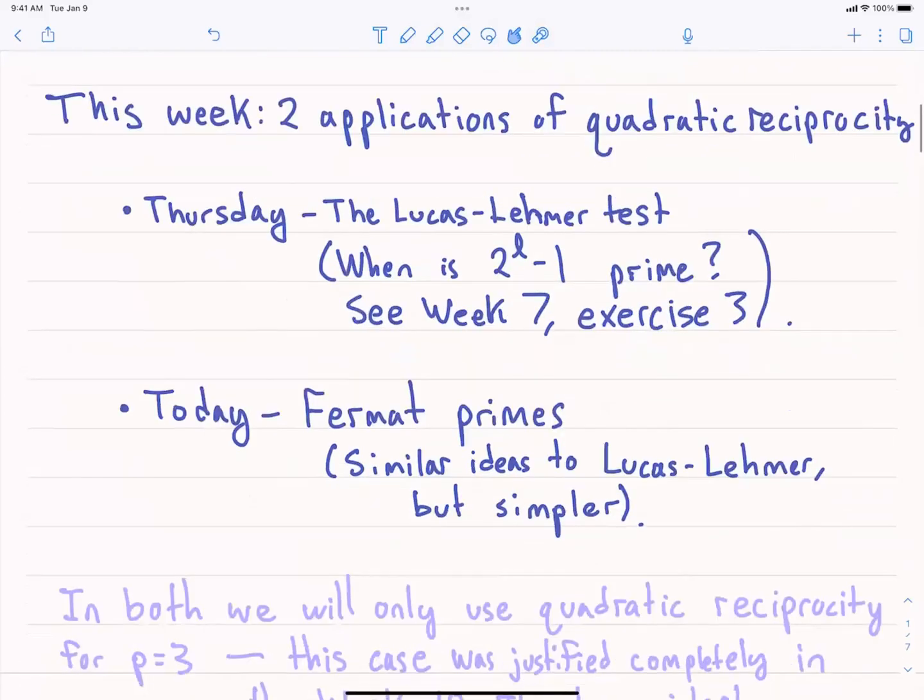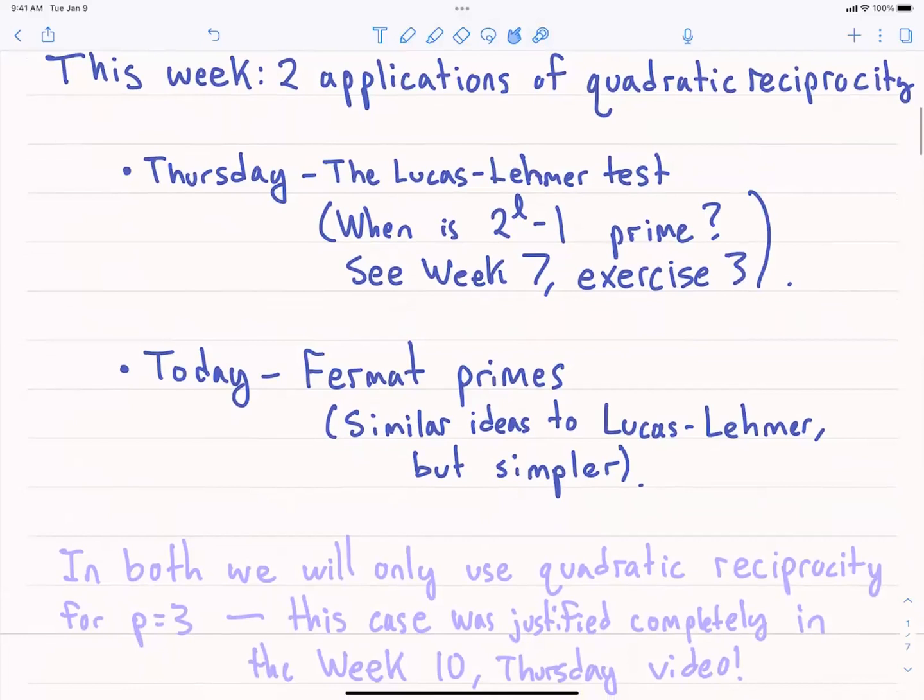I just want to highlight that in the Thursday video, we didn't give a full justification of quadratic reciprocity. We completely explained a few cases and then outlined the idea for how you would justify it in general, but didn't go all the way through it. However, both of these applications are only going to use the part that we justified completely. So in fact, both of these are only going to use quadratic reciprocity for the Legendre symbol p over q when p is equal to 3. That's something that was completely justified by what we did, and that's all we're using in these applications.